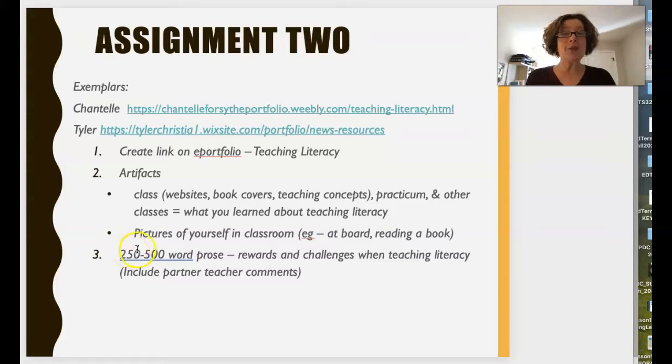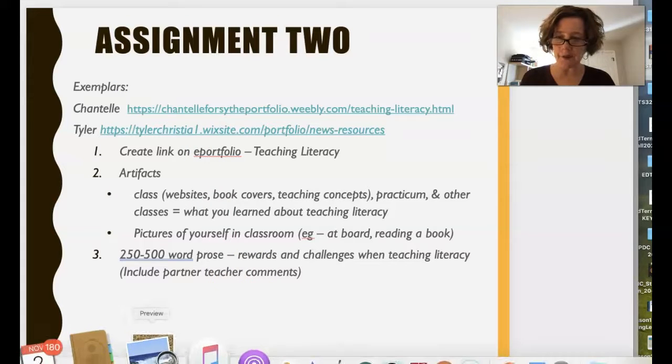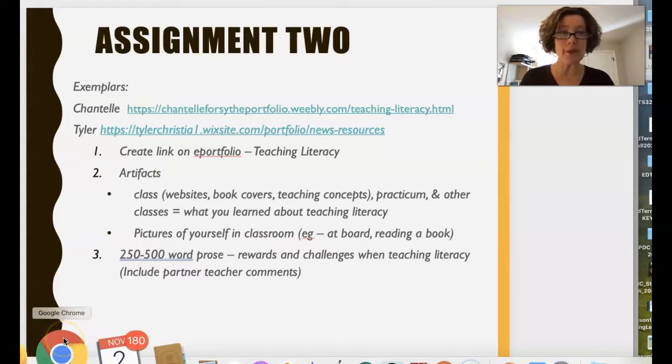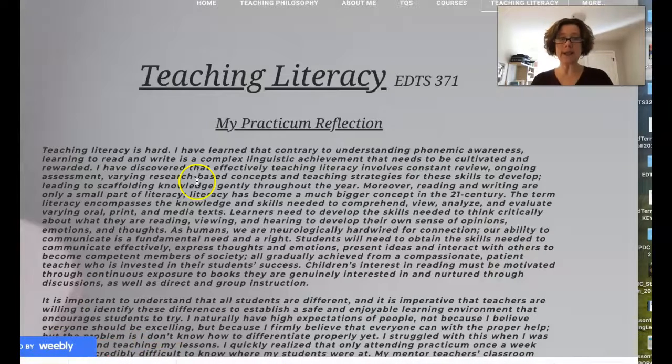And then you're going to write a 250 to 500 word prose, rewards and challenges when teaching literacy, and then include your partner teacher comments in there. So I want to show you Chantel. Chantel's from last year. I have permission to use hers as an exemplar.